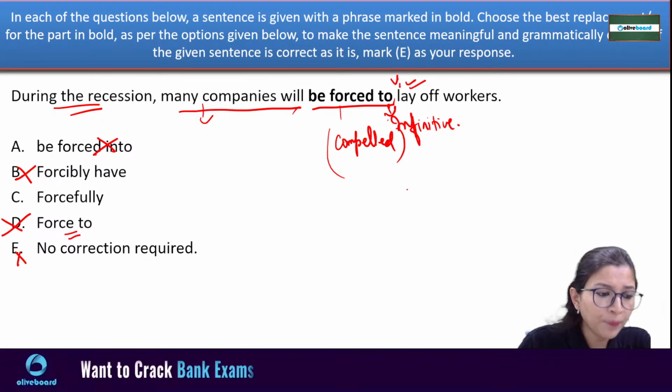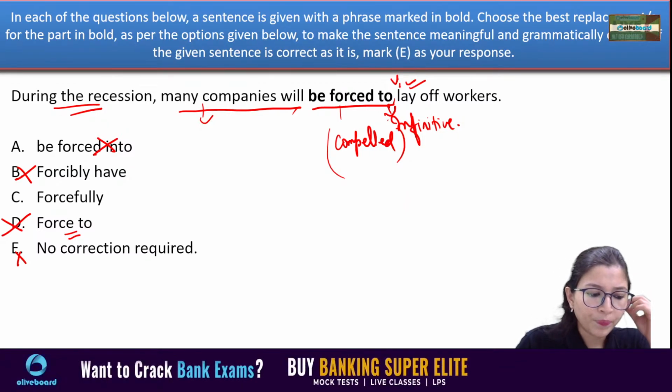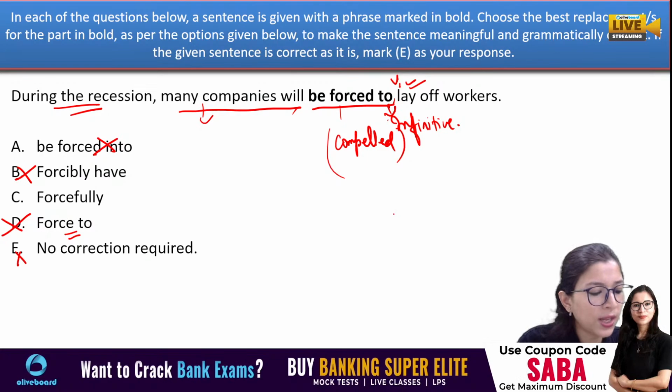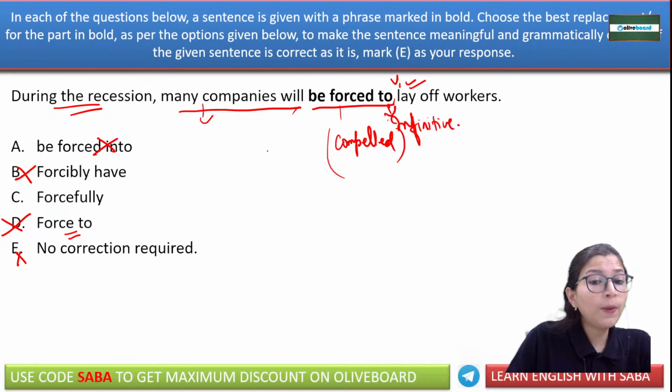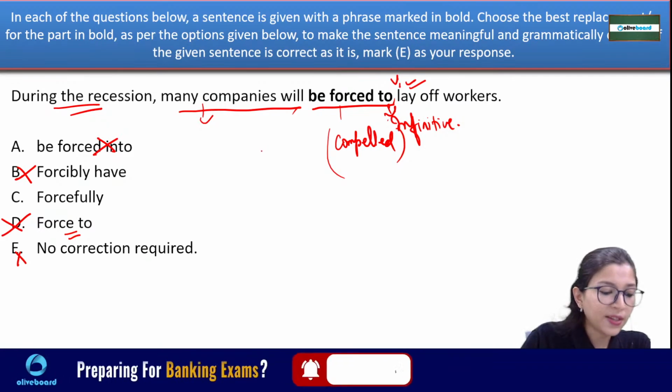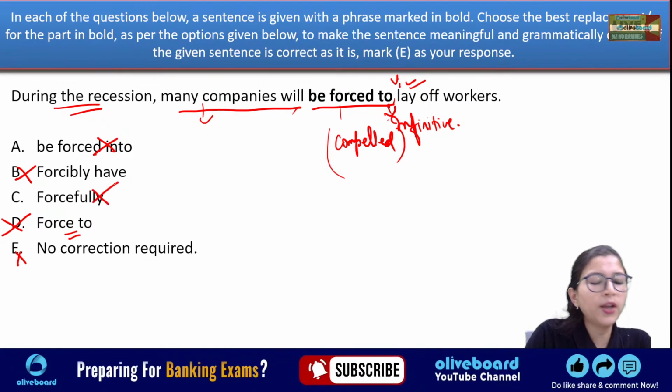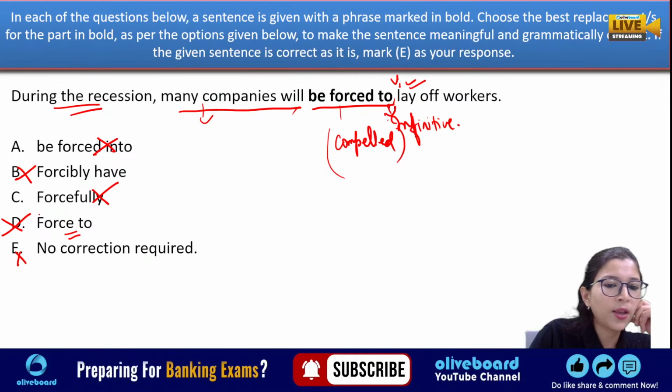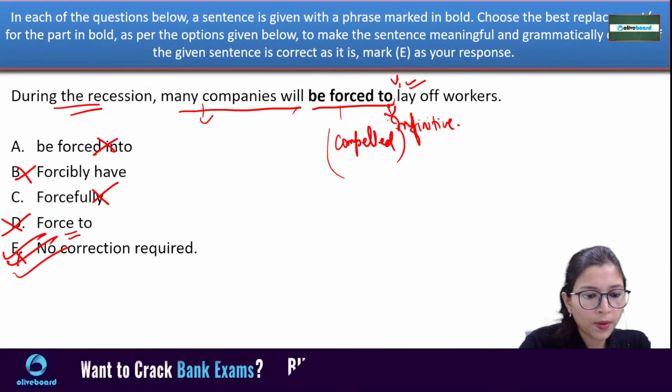Lay off का मतलब होता है निकाल देना employees को. Lay off basically we call to reduce the number of employees. Okay, so they will be compelled because of recession. That is the sense. They are not willingly doing it, so that is incorrect. The correct answer is: no correction required. E is the correct answer.